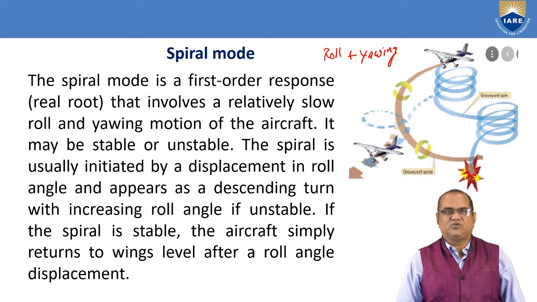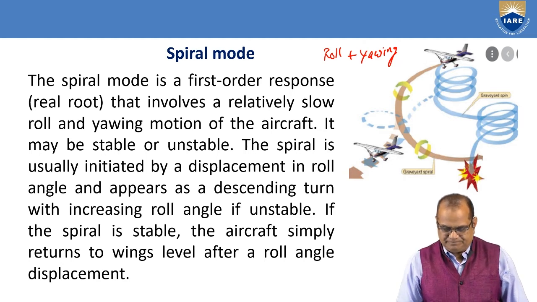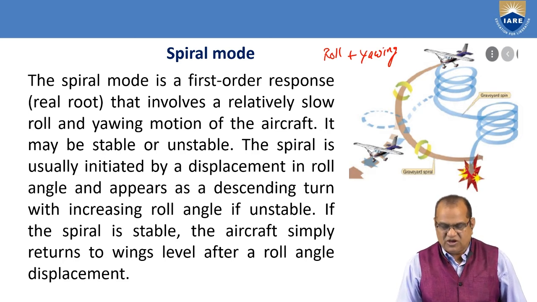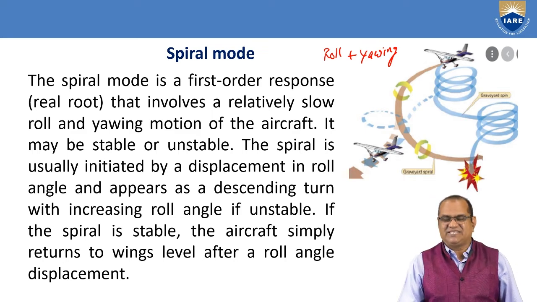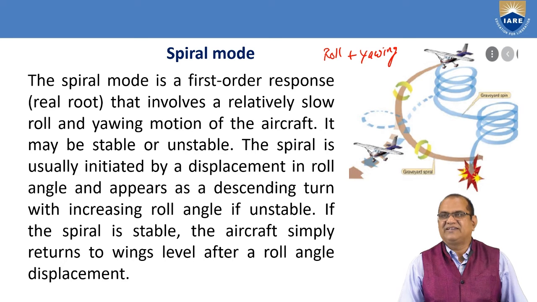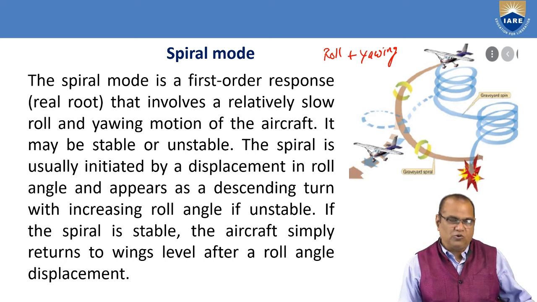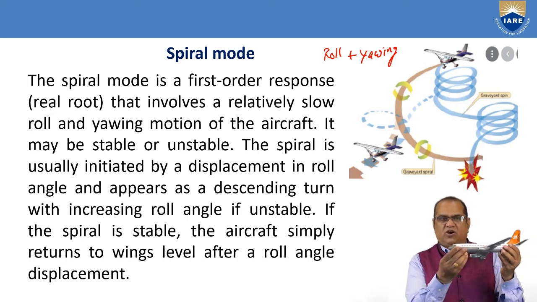The spiral is usually initiated by a displacement in roll angle and appears as a descending turn with increasing roll angle if unstable. If the spiral is stable, the aircraft simply returns to wings level after a roll angle displacement. So here you can see that we have to roll the aircraft. Okay, so roll and yaw. So it is rolling and yawing.